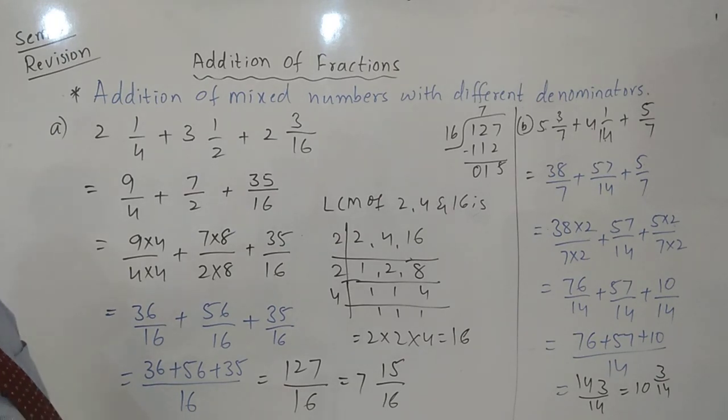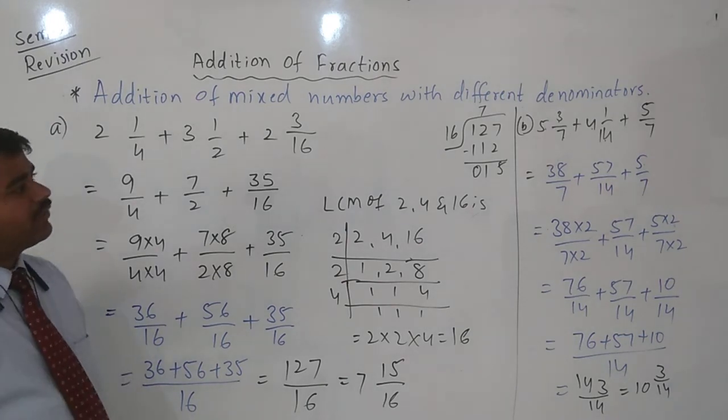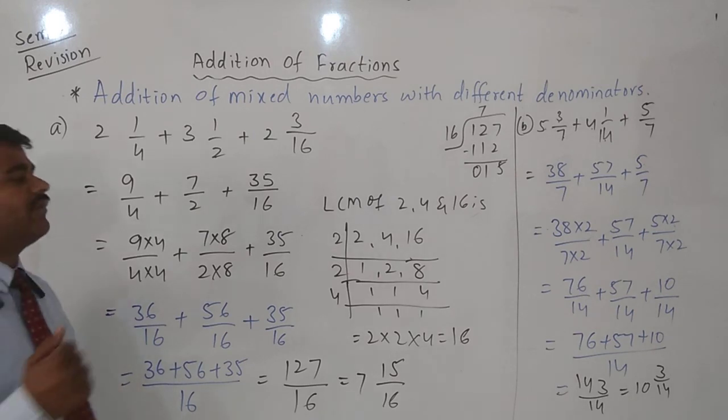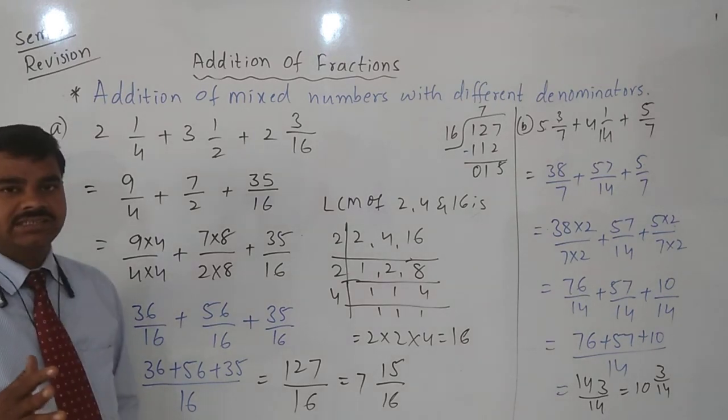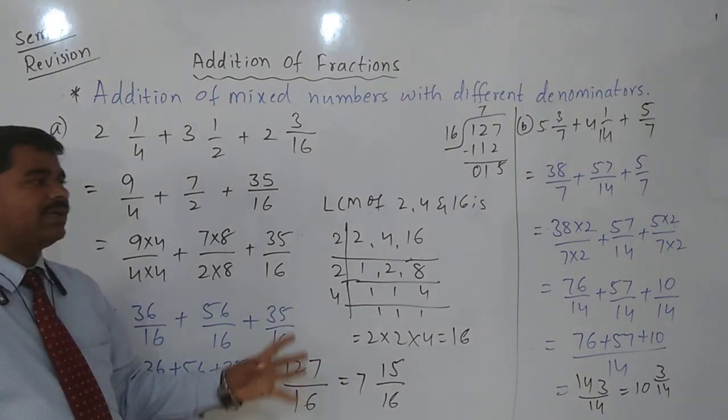If like fractions are given, unlike fractions are given, or mixed numbers are given with the same denominator or with different denominators, or a mixed number with a fraction is given, we can find the sum, we can add. We should be perfect with getting the LCM and multiplication.